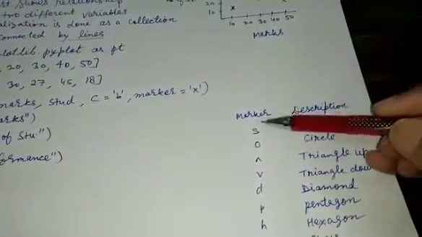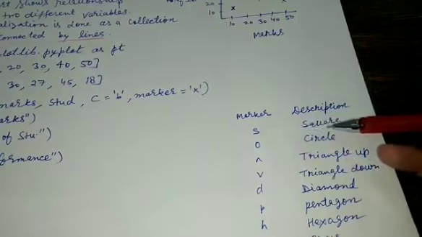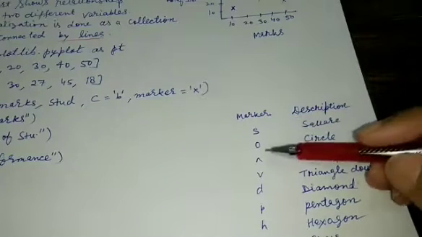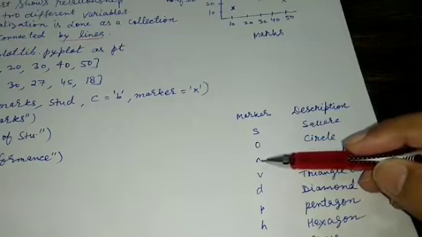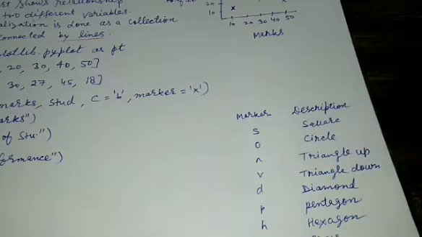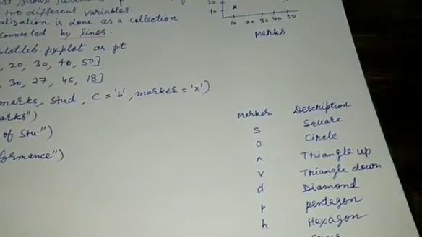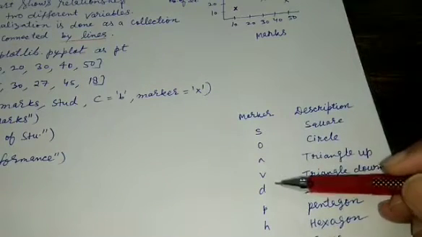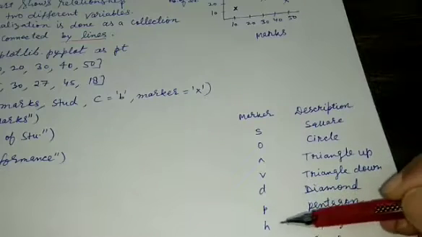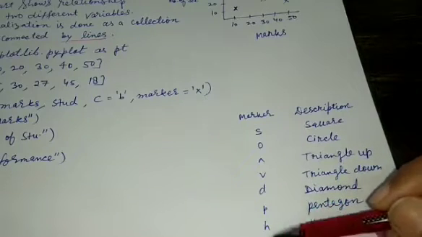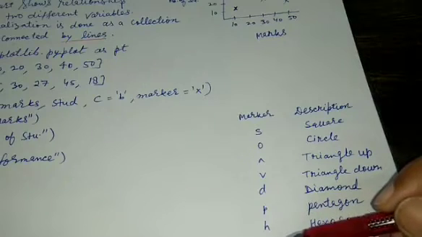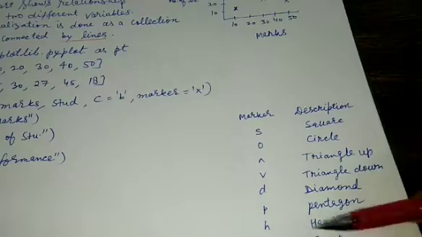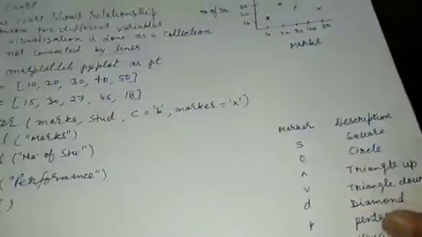You can also use other marker values: s for square, o for circle. This is a caret sign on the 6 number key. When you press the 6 number key with shift, you will get this sign. This is the small v for triangle downward, d for diamond, p for pentagon, h for hexagon. We have used this cross, or you can say small x, for cross point representation. Plus is used for plus sign.